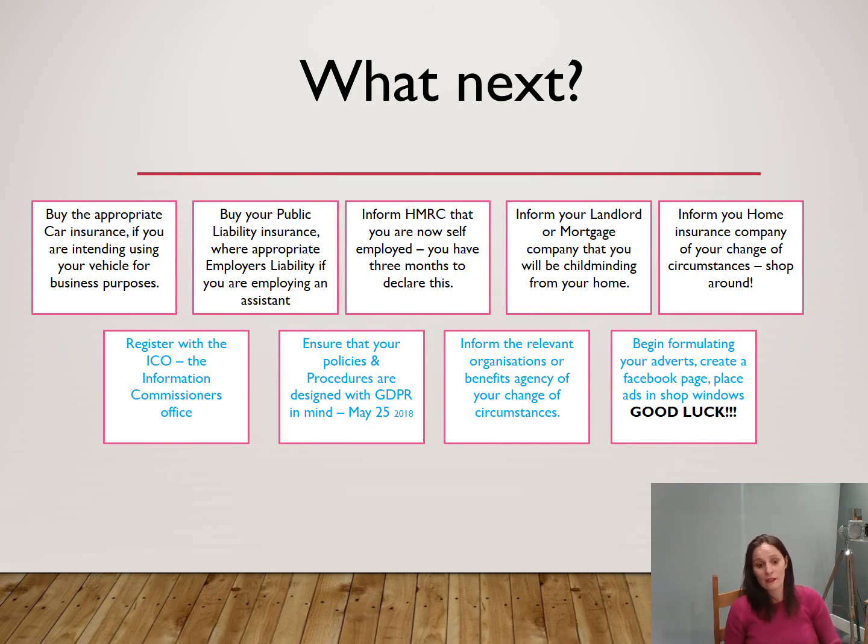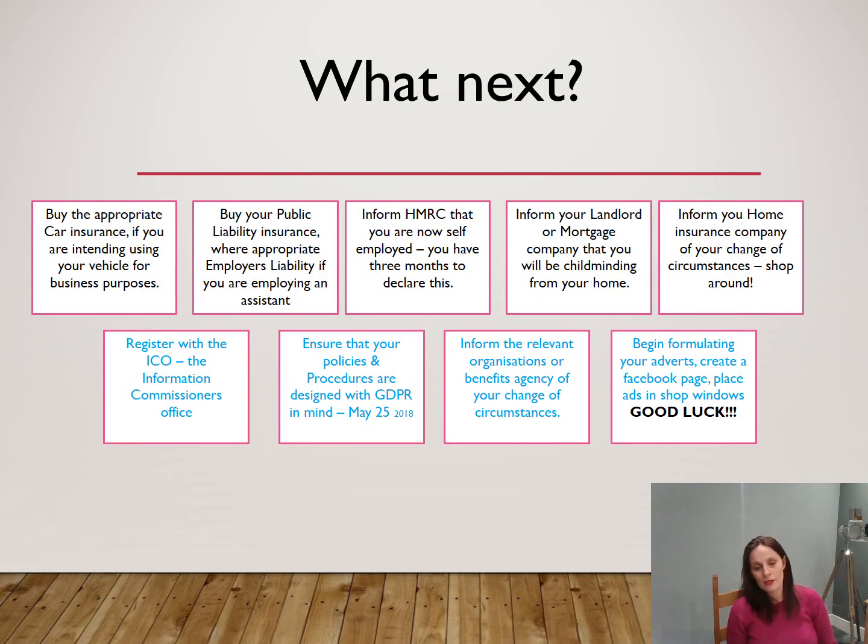Well, if you've got a car, you could be looking at getting appropriate car insurance or upgrading to business. Talk to your insurance about what you're going to be doing. It's really essential to do that. Make sure your public liability is appropriate and meets the needs of your setting. Inform HMRC that you're now self-employed. You have around 3 months to do that.